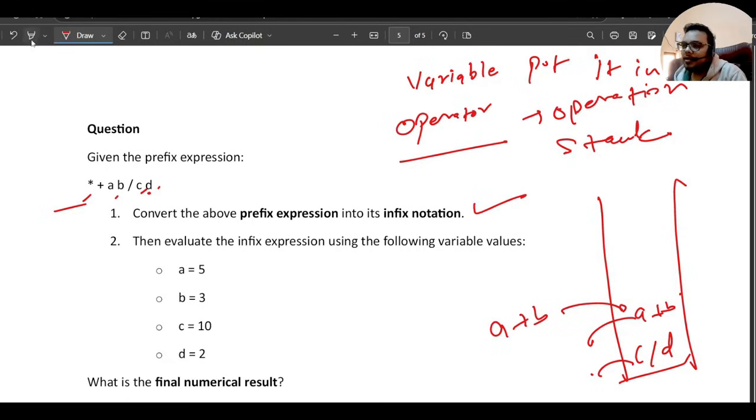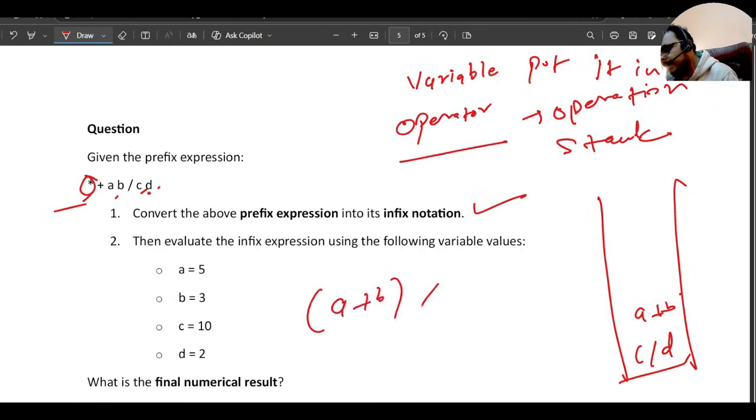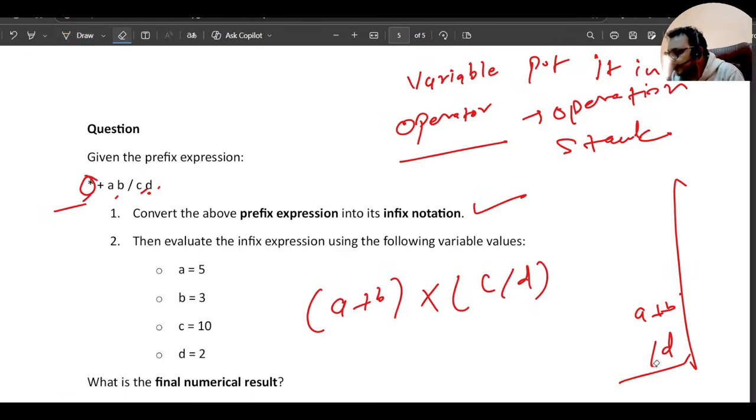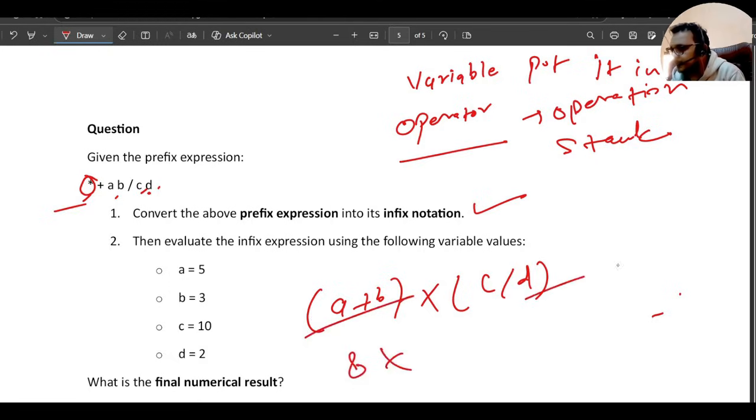Okay. Now our stack is looking like this. It has C divided by D and A plus B. Now it has multiplication. So the final answer will be A plus B multiplied by C divided by D. Okay. Now we need to compute it using the variables. The values are already given: a equals 5, b equals 3. It is 8 multiplied by c divided by d. C divided by d is 5. Final answer will be 40. Simple. This will be our final answer.